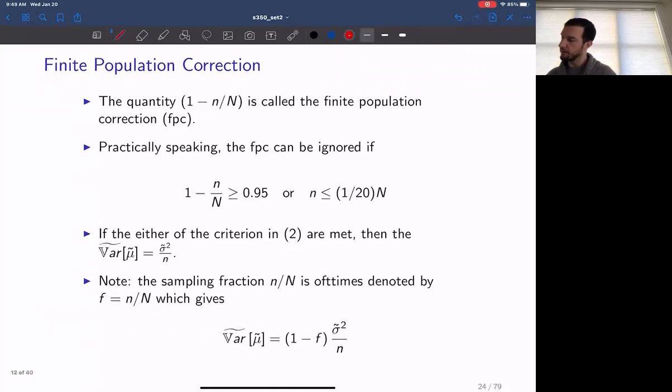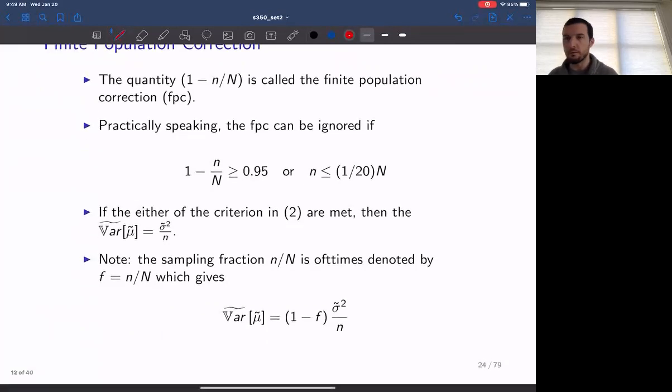Okay, we can also, obviously, if we want, write little n over capital N equal to some constant. We'll call it f, which we call the sampling fraction. So our estimator could also be written as 1 minus little f multiplied by sigma squared tilde over n. These are the same results.